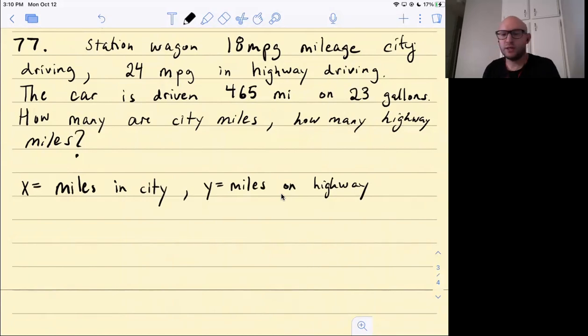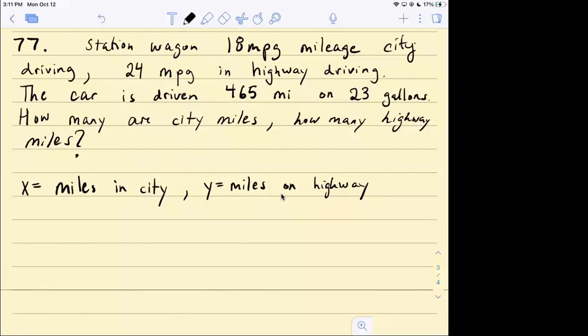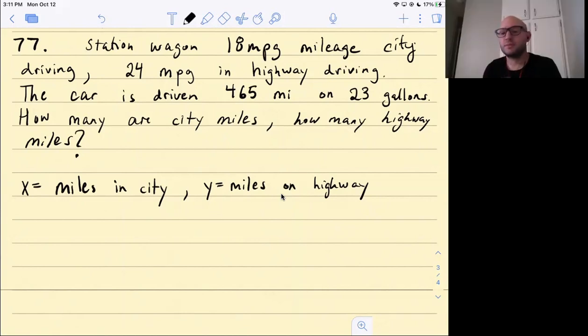There's one equation that you don't really need to know much. You can just write down right away. Nice. Aiden, do you want to share what you wrote? I said X plus Y equals 465 miles. Perfect. Yeah. The total miles is 465. So you take the miles in the city plus miles in the highway. Okay. So X plus Y equals 465. This is total miles driven.